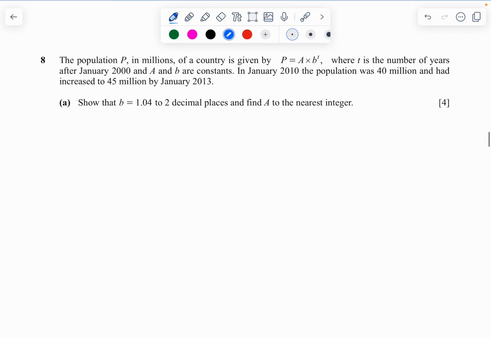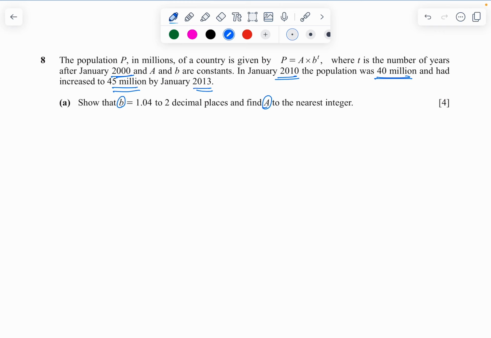Okay, so let's analyze the question. This is the starting point, right? And 2010 means after 10 years it's 40 million, and after 13 years, it's 45 million. So I'm going to make two equations. We don't know A, so that's what we have to find. We have to find A and B.